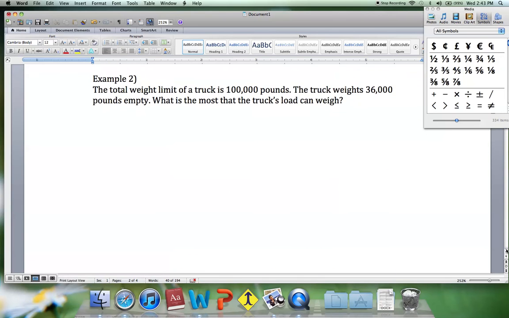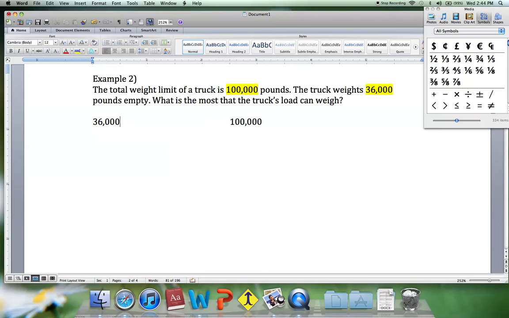Example 2 reads, the total weight limit of a truck is 100,000 pounds. The truck weighs 36,000 pounds when it's empty. What is the most that the truck's load can weigh? So we're given 2 values here, 100,000 pounds, which is the total amount, and 36,000 pounds, which is the weight of an empty truck. So we know that the absolute most that the truck can weigh is 100,000 pounds. We also know that the empty truck is 36,000 pounds.